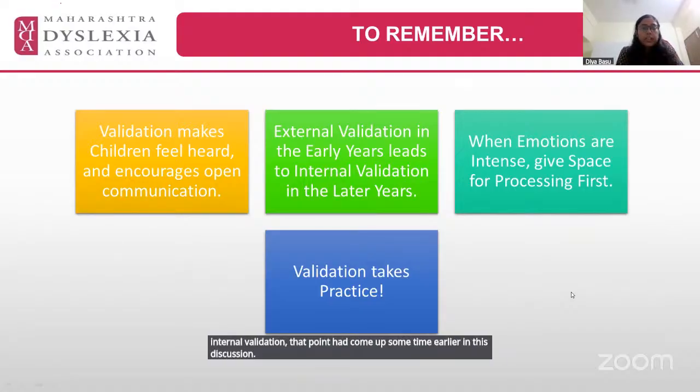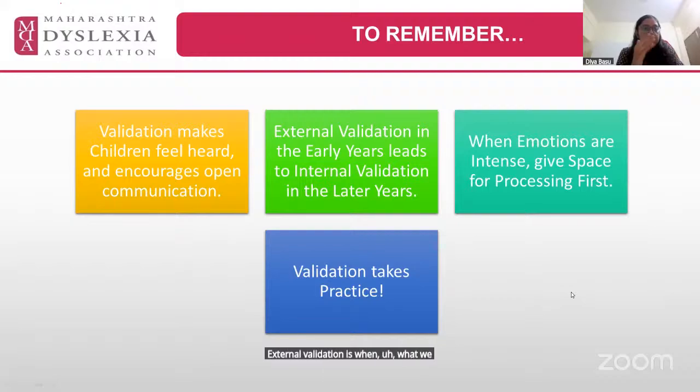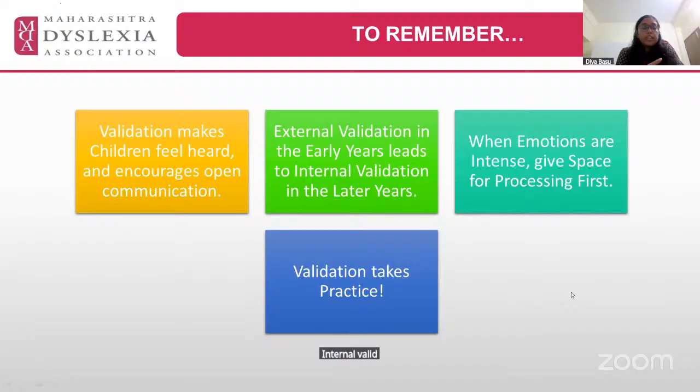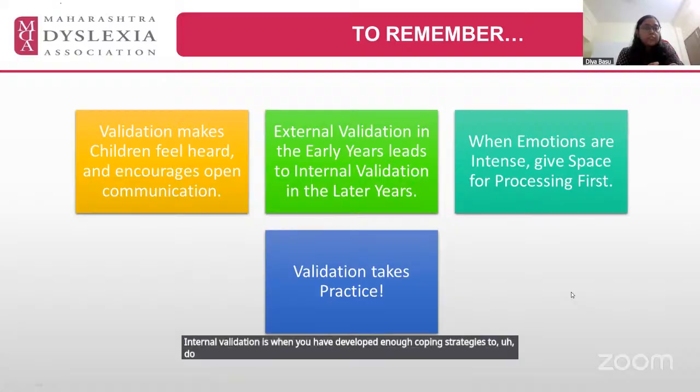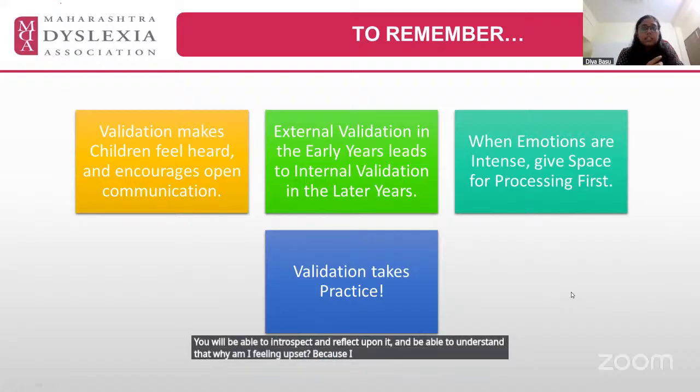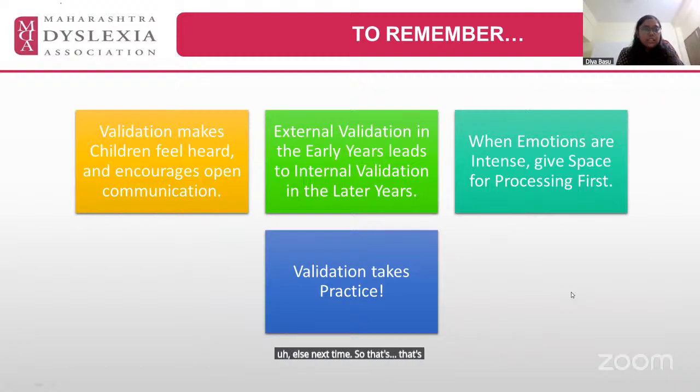External validation and internal validation, that point had come up sometime earlier in this discussion. External validation is what we were just practicing, when we are saying something to validate the child or the student. Internal validation is when you have developed enough coping strategies to do that kind of self-talk and validate your emotions yourself. So if you are feeling really upset, you will be able to introspect and reflect upon it and understand why am I feeling upset? Because I really worked hard and I didn't get what I wanted. So it's okay to feel this way, but probably I should try something else next time. So that's self-talk, that is internal validation.